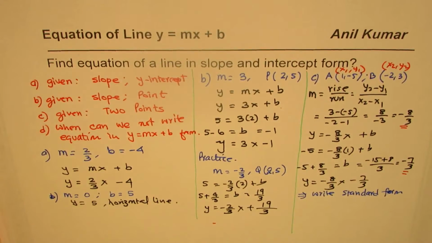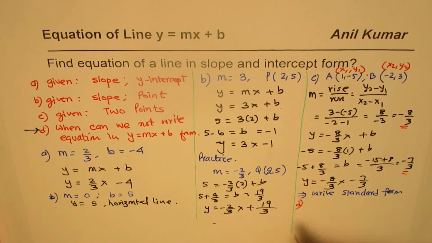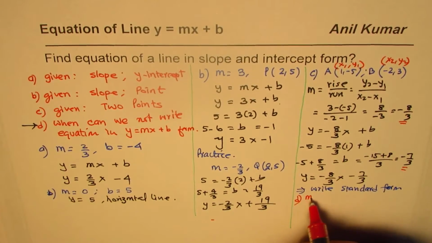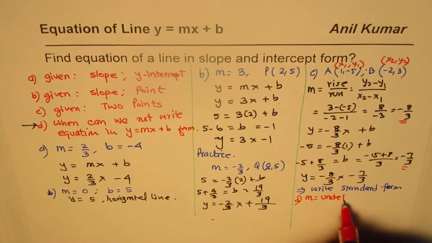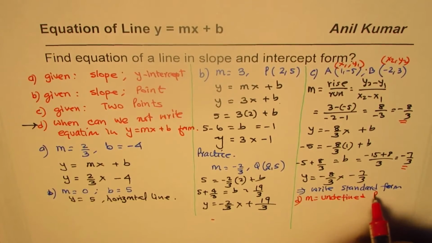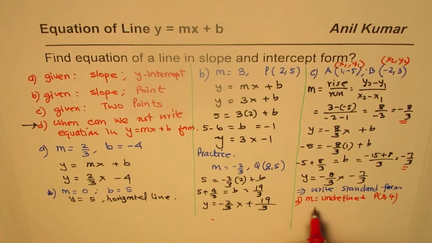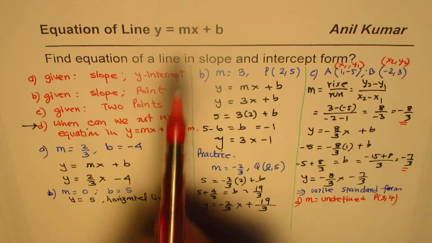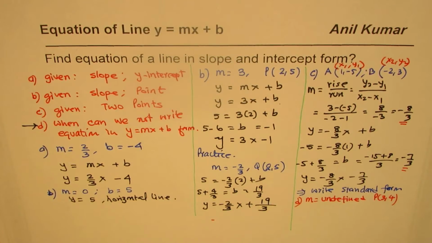Fine. Now let's talk about the last case, which is when can we not write the equation in y equals mx plus b form? So part D: when can you not write in slope-intercept form? Let's take up an example here. Let us say m is undefined, right? And the point is (3, 4). Then can you write the equation in slope-intercept form? Since m is undefined, you cannot use this equation, correct? So m should be defined.